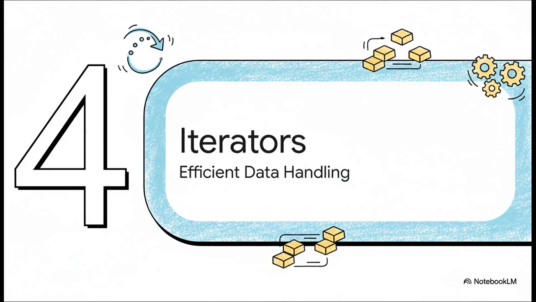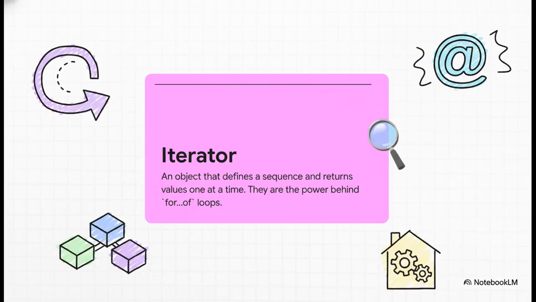So we've fetched our data with APIs, and we've organized our logic with classes. But what if that data is a huge list, or maybe it's a continuous stream? We need an efficient way to process it, piece by piece. An iterator is one of those fundamental concepts in JavaScript. It's an object that knows how to get items from a collection one at a time, and it keeps track of where it is in the process.